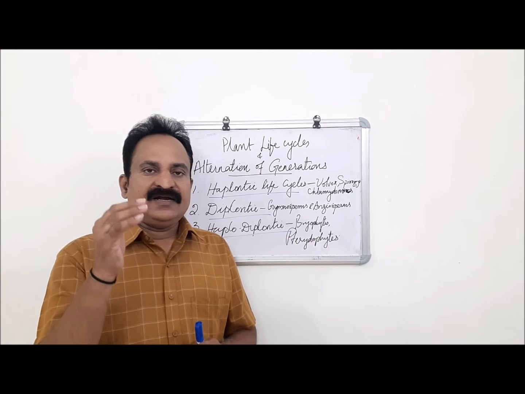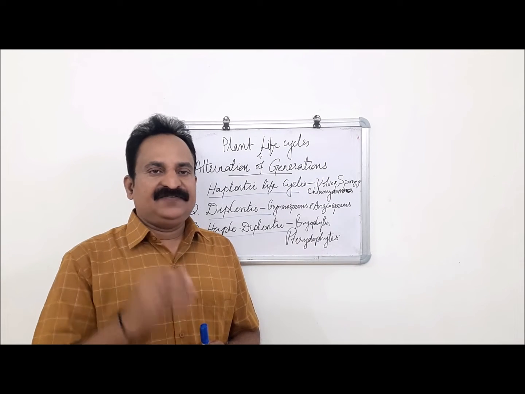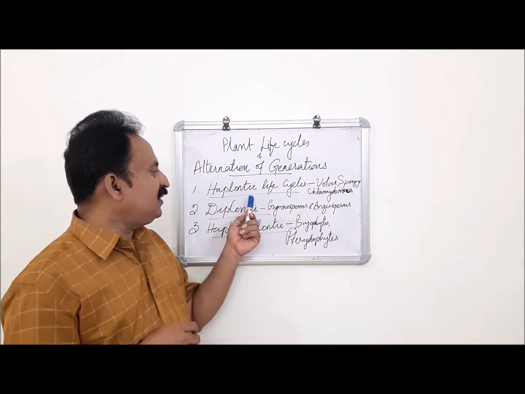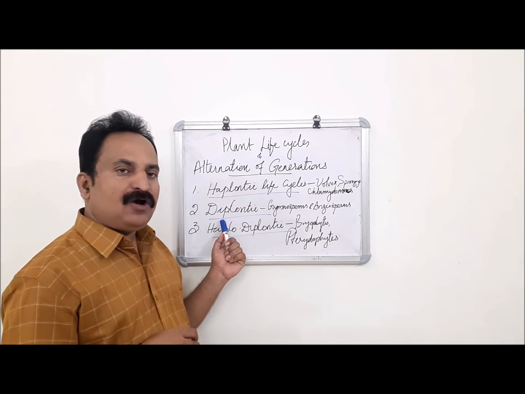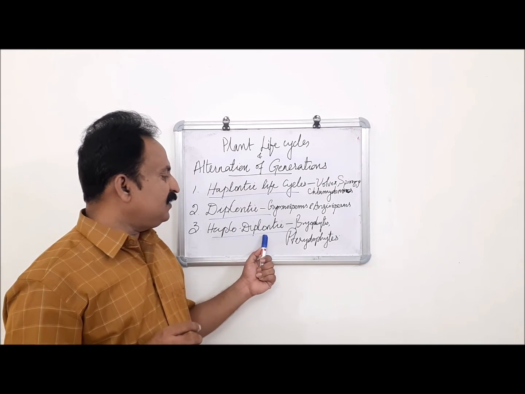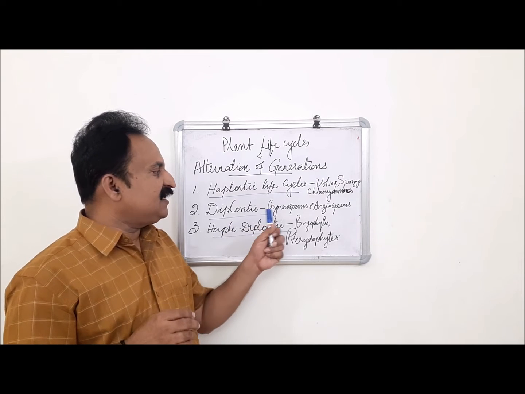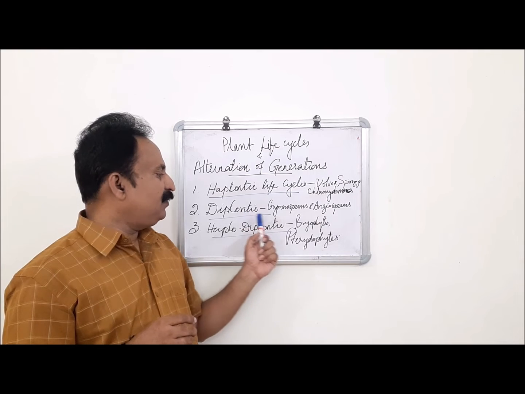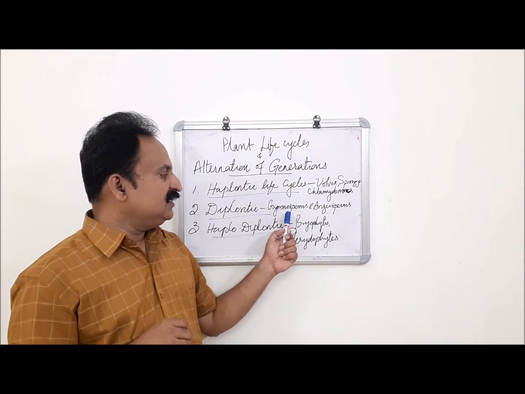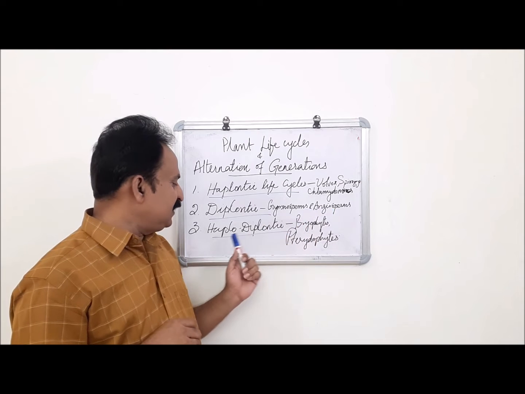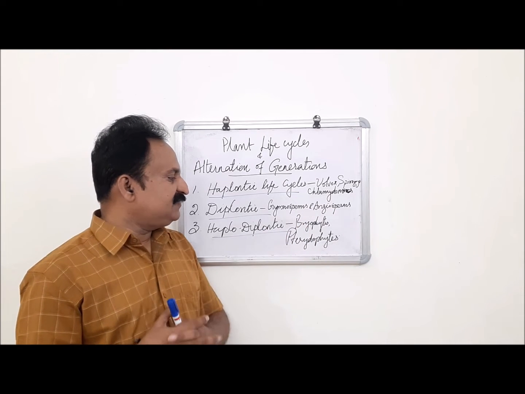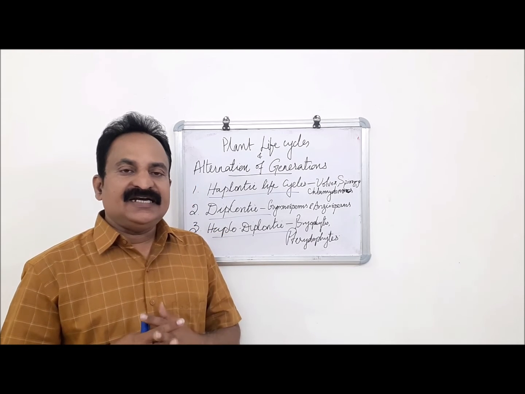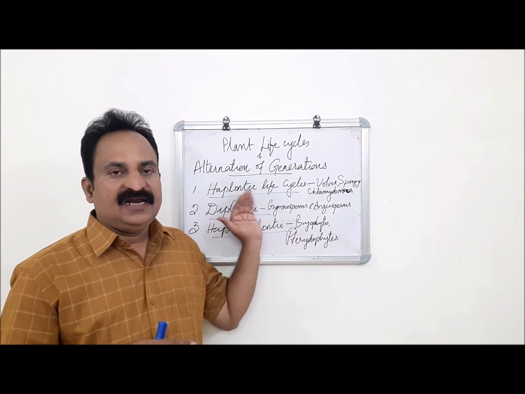Hence, there are three different types of life cycles found in various plant groups. First one is Haplontic life cycle, second is Diplontic, and the third is Haplodiplontic. Haplontic life cycle is seen in Volvox, Spirogyra and Chlamydomonas. Diplontic life cycle is a characteristic feature of gymnosperms and angiosperms, and Haplodiplontic life cycle is seen in bryophytes and pteridophytes. We can see a detailed account of these three life cycles.